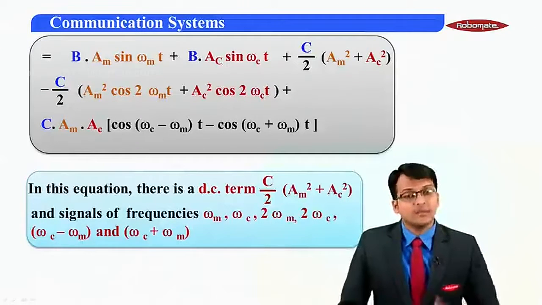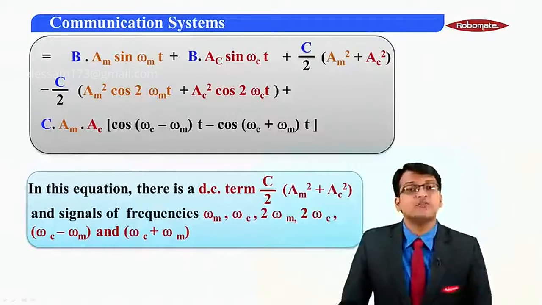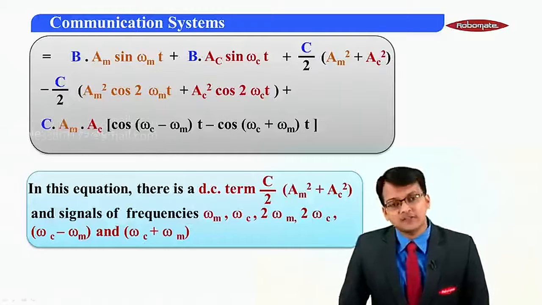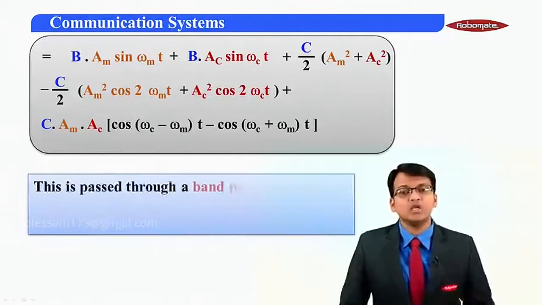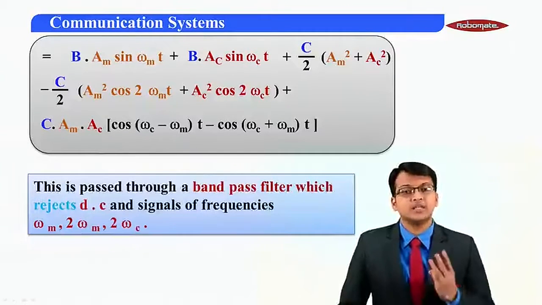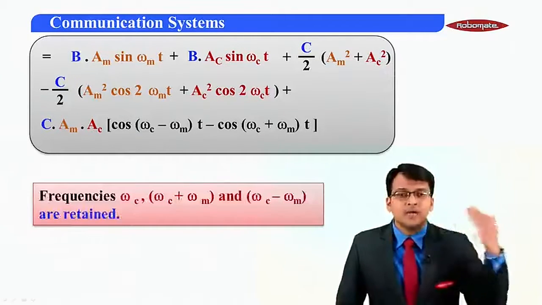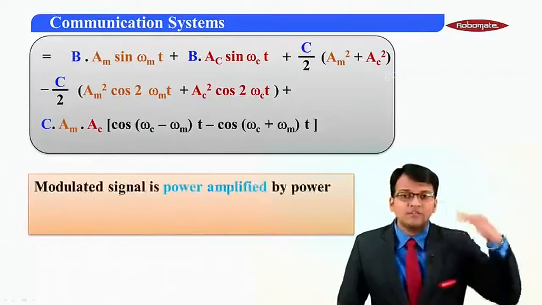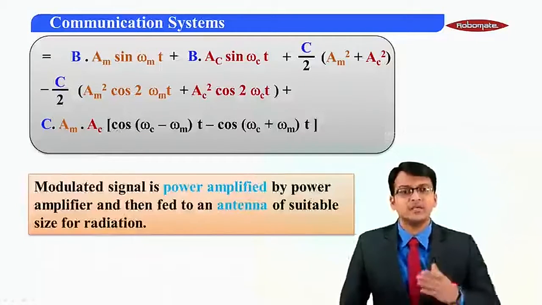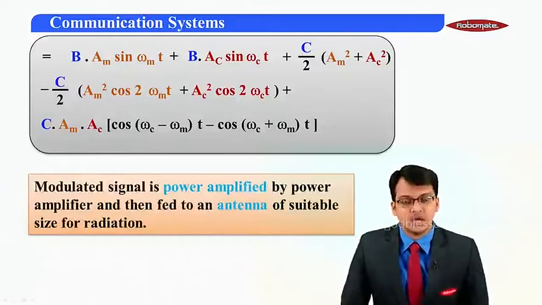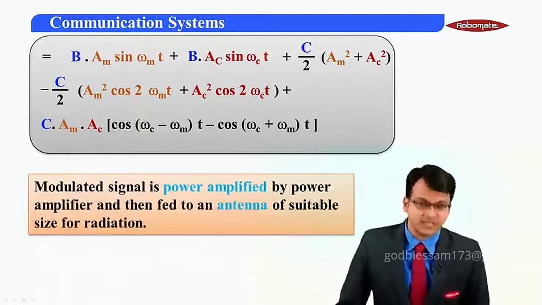So what I'll do, I'll pass this using a band pass filter that will reject all the other frequencies and only retain the three frequencies. Then I'll use a power amplifier to amplify my signal and to transmit. So this is how I have generated my AM signal. Thank you.